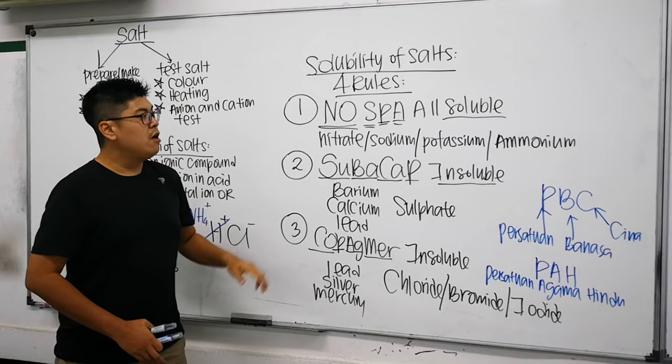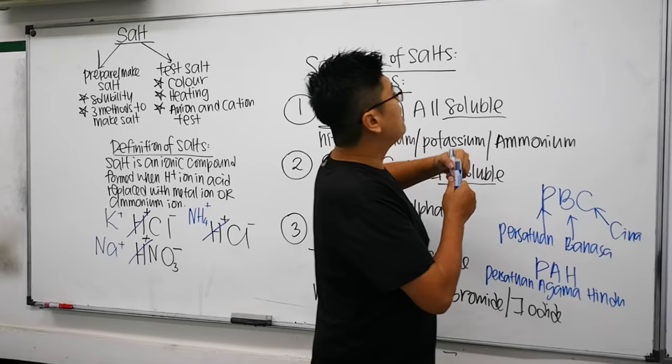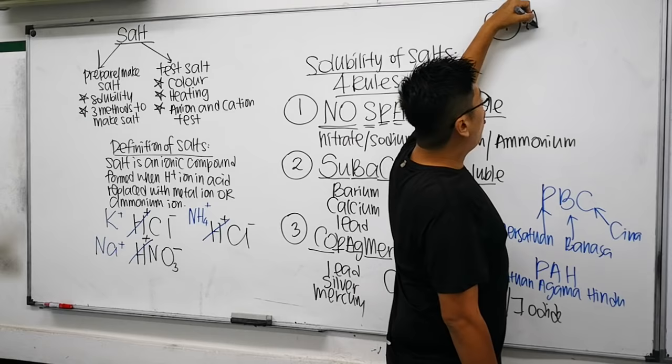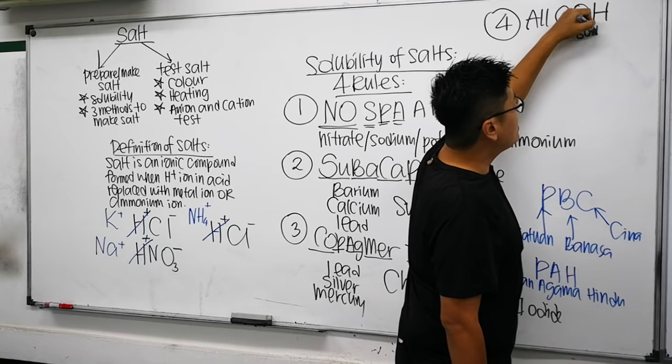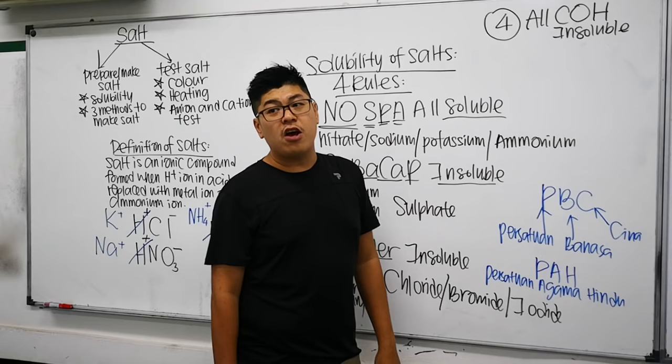Rule number four, then we will do some exercises after this. Rule number four: all the COH, that is carbonates, oxides and hydroxides, are insoluble. Guys, what is the big question? What is COH? COH are all the substances that react with acids. You saw all these guys before. Seriously, you saw all of them before.